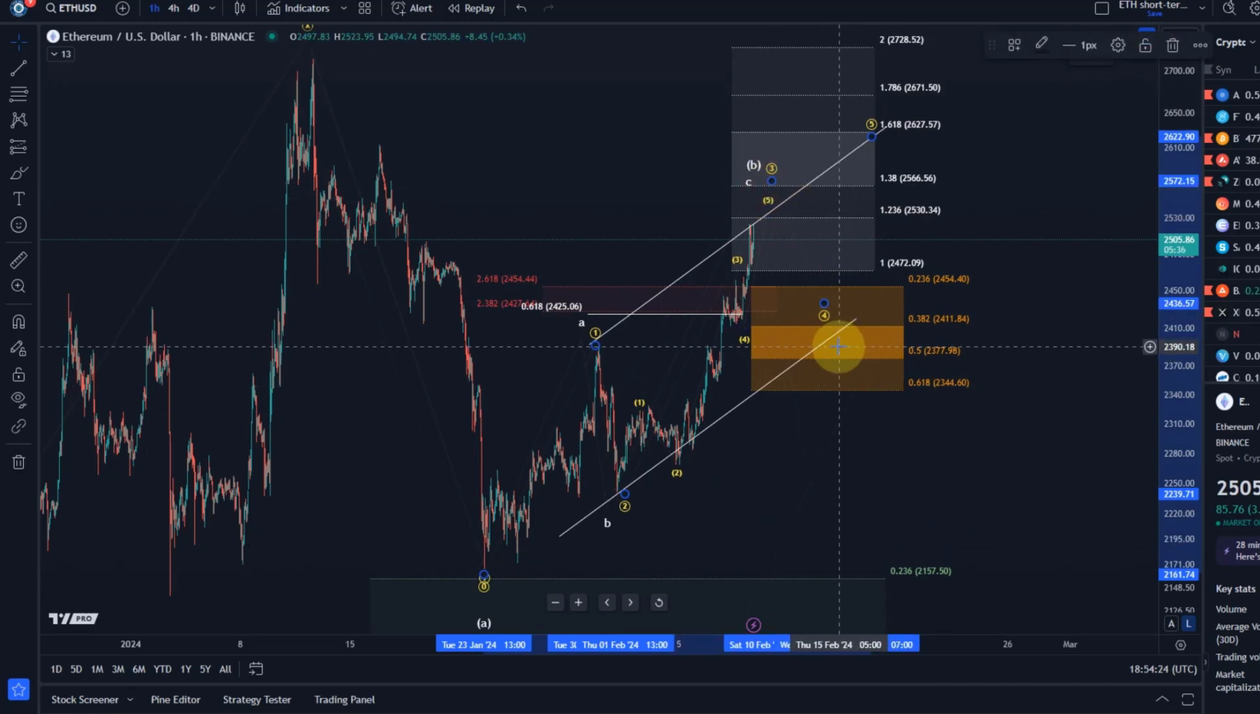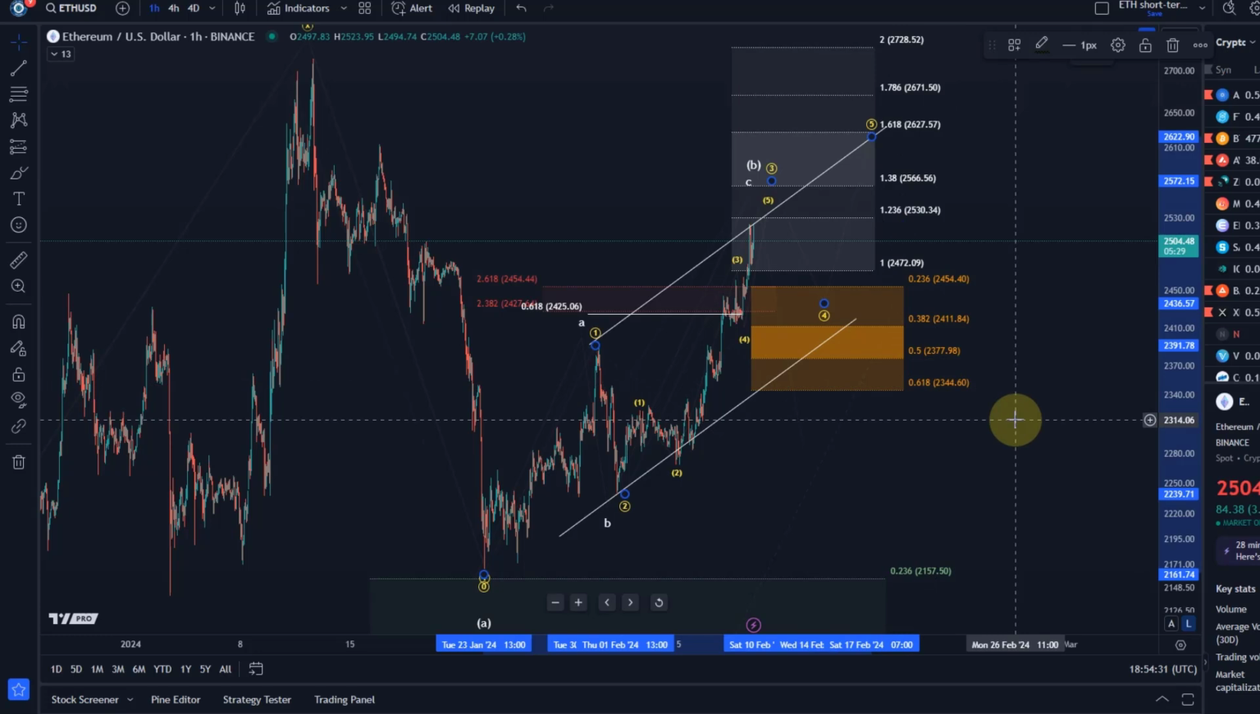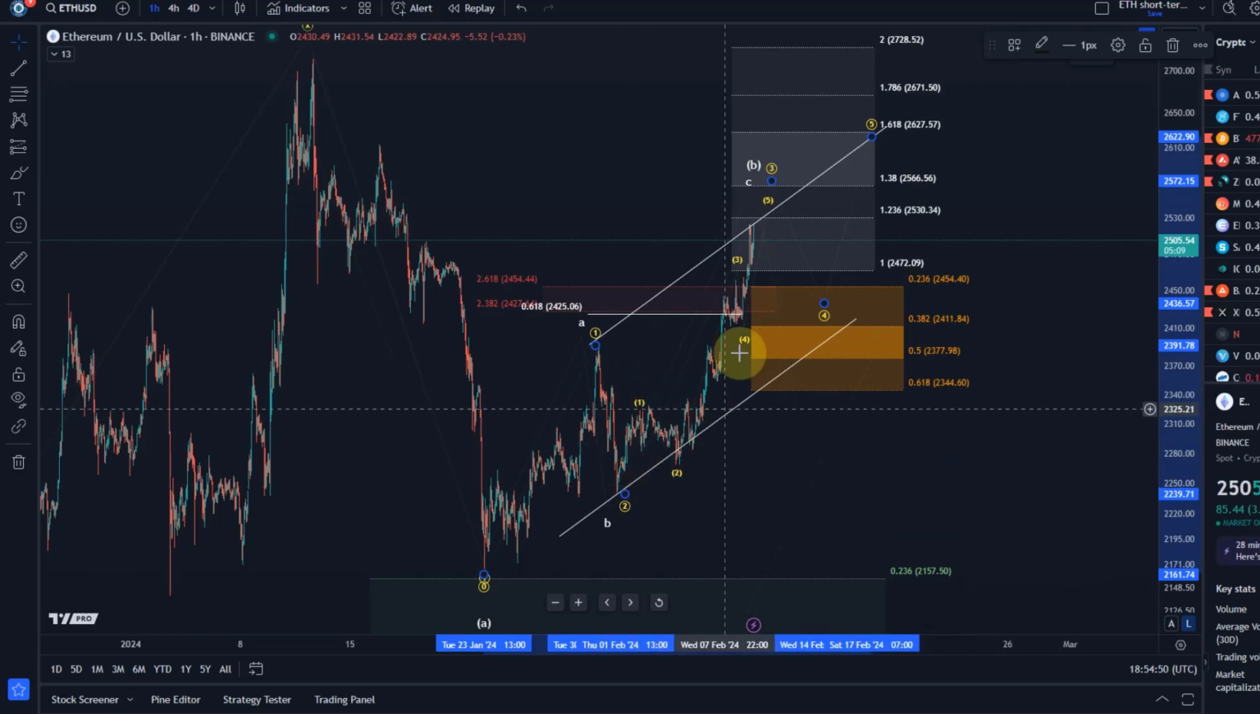If we get a pullback from here, the main support level to watch is the lowest one, obviously. That's where support will break. It's at $2,344. It's the golden ratio. Because I cannot rule out that the move up is a diagonal pattern, I'm allowing for the golden ratio to be triggered, even though ideally the pullback holds above the 50% Fibonacci level, which is at $2,378. At the moment, I'm just tracking this to see if we can reach the ideal target for a third wave, which again is at 2,566 or even higher than that.